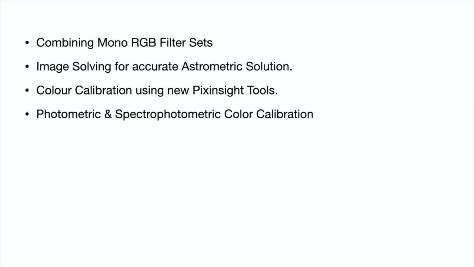So we're going to combine mono RGB filter sets. We're then going to solve the image so that it has an accurate astrometric solution. This accurate solution is necessary for the new color calibration tools which PixInsight has introduced in the last year. These new tools are photometric and spectrophotometric color calibration.